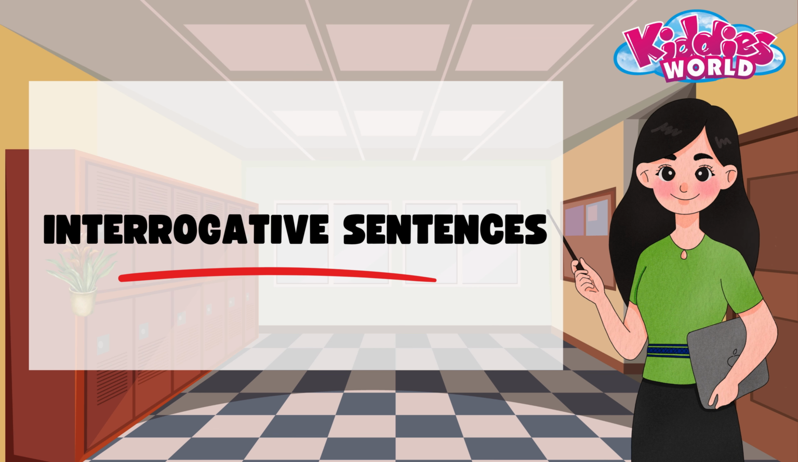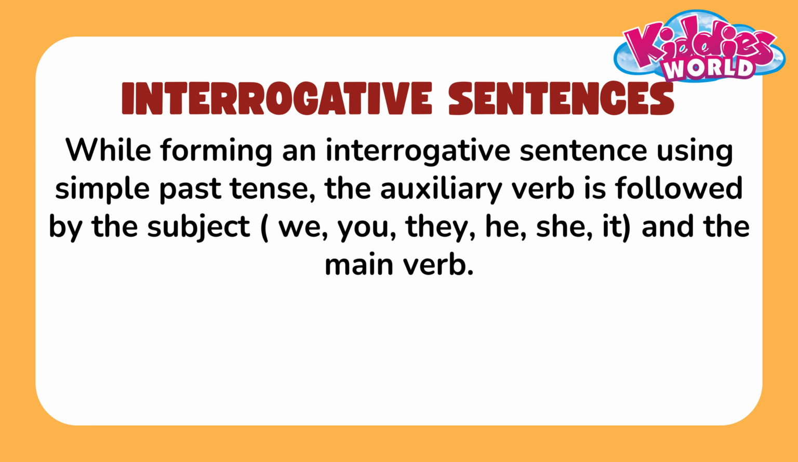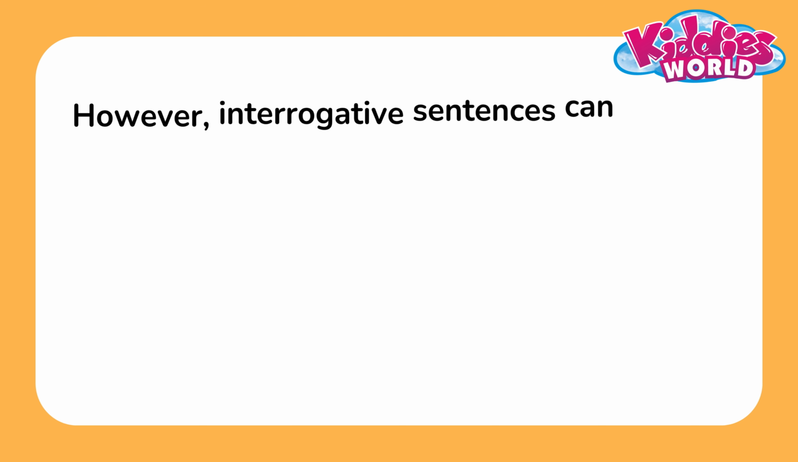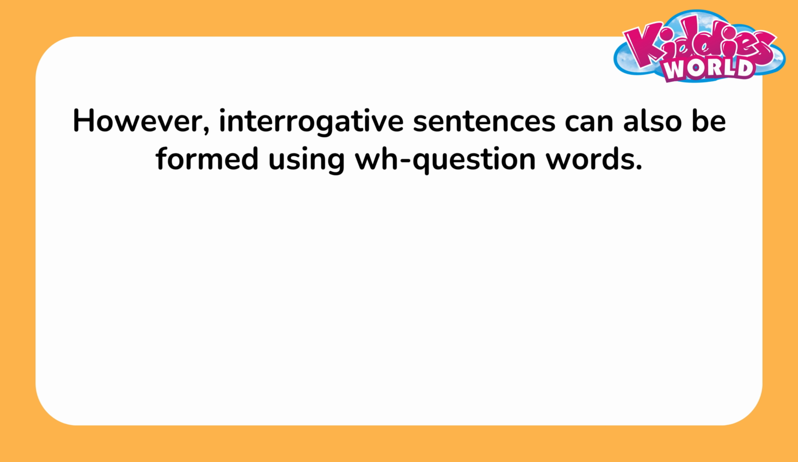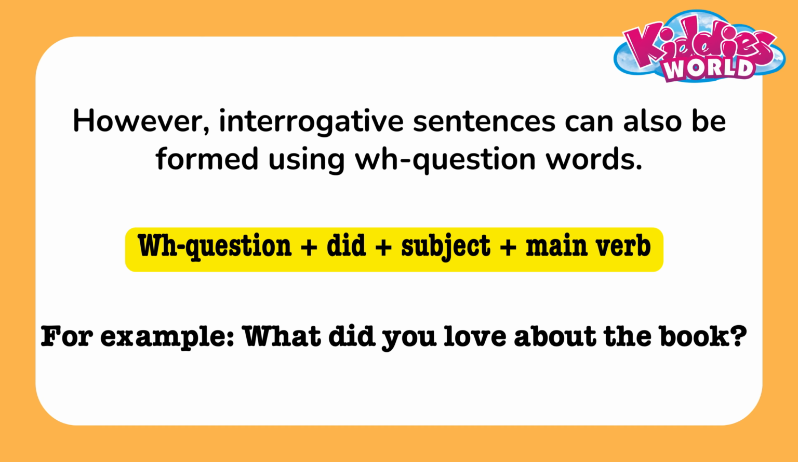Interrogative sentences. While forming an interrogative sentence using simple past tense, the auxiliary verb is followed by the subject we, you, they, he, she, it and the main verb. Check the form and example. However, interrogative sentences can also be formed using WH question words. Check the form and example.